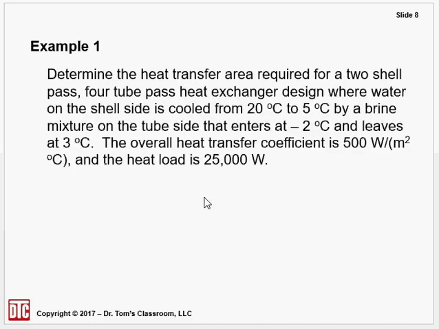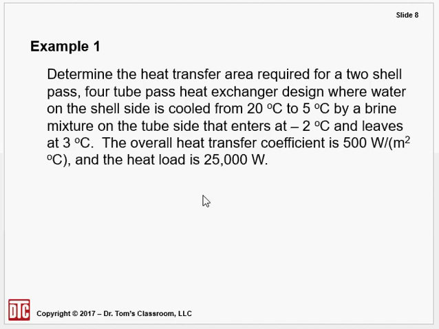Okay, well let's do an example here. Let's read through this together. We want to determine the heat transfer area required for a two shell pass, four tube pass heat exchanger design. Okay, so it's not parallel or counterflow, so we've got to have a correction. Water on the shell side is cooled from 20 degrees C to 5 degrees C by a brine mixture, salt mixture, on the tube side that enters at minus 2 degrees C and gets warmed up to 3 degrees C.